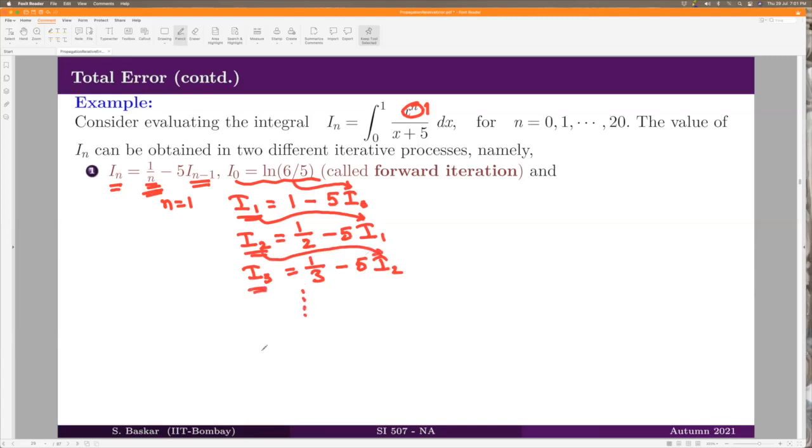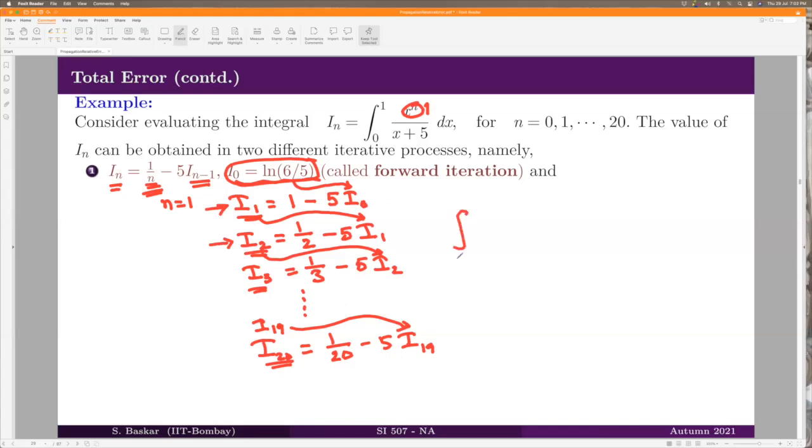And like that, you can go on till I_20. Remember, when you are finding I_20, you would have already found I_19. And then I_20 is given by 1 by 20 minus 5 I_19, right? So this is how you will iteratively find I_20. This is what we meant by saying iteratively we are finding. That is, you initially find some value, plug in that and get the next step, plug in that to get the next value. Like that, you keep on going. Well, how to see that? It's not very difficult.